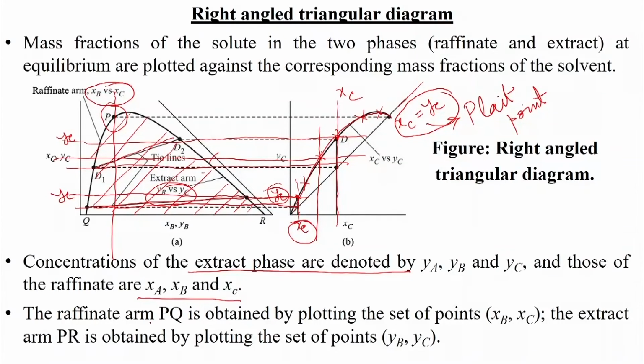Then the raffinate arm PQ is obtained by plotting the points xb versus xc. The extract arm is obtained from the plait point by plotting yb versus yc. So, we will be getting this one.